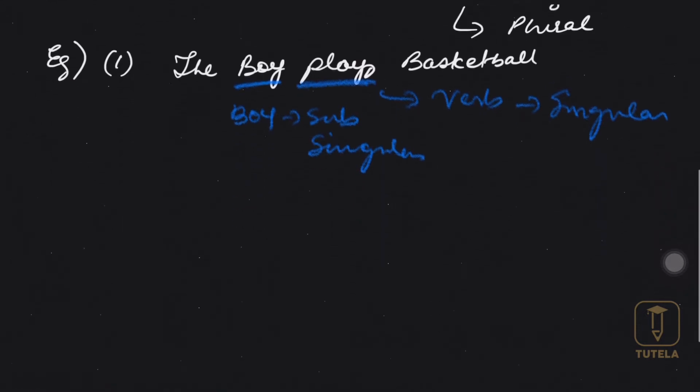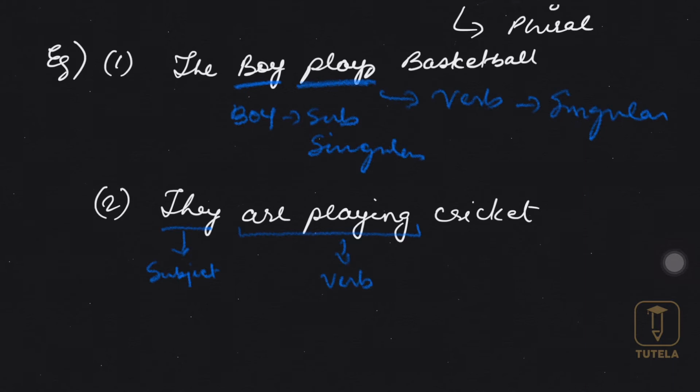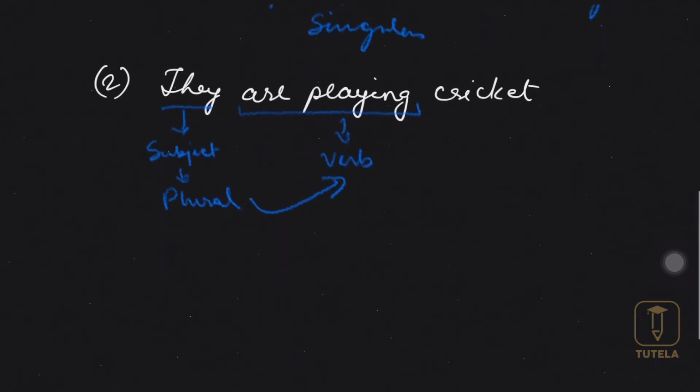Let's take into account another example. They are playing cricket. Here, the subject is they and are playing is the verb. Notice that they is a plural subject and so is the verb are playing. So, it's as simple as that.